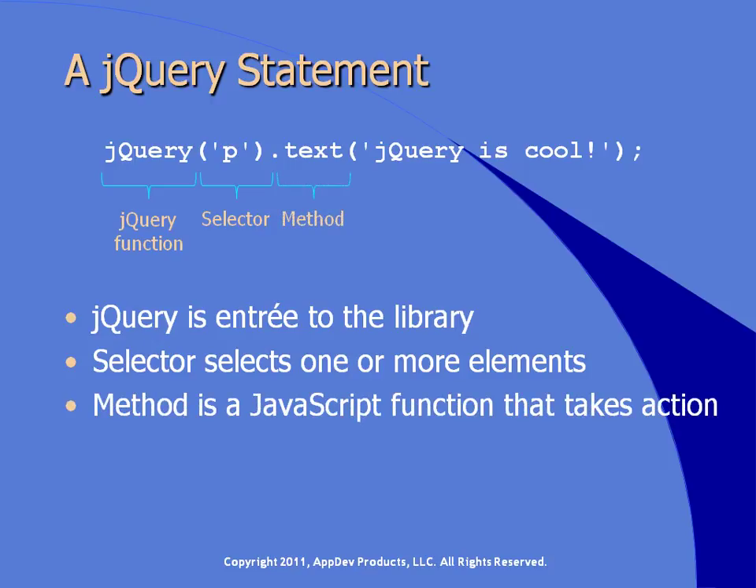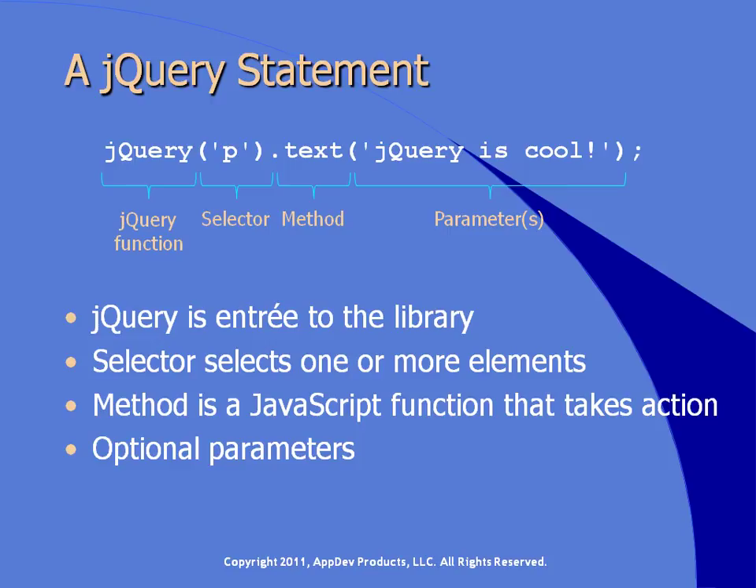The method is a JavaScript function that is defined in the jQuery library that takes some action on the selected elements, the entire matched set of elements. Here, the text method is going to change the text content of the selected elements. And then finally, most methods take 1 or more parameters, and many methods have several overloaded versions. The single parameter here provides the text that will replace the text in the p elements throughout the entire page.